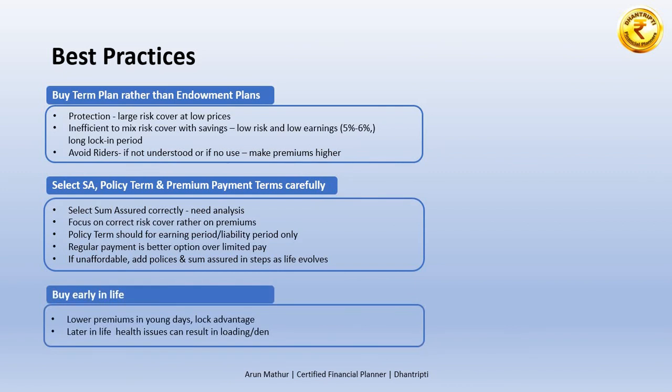And of course, buy early in life, because when you buy it in younger days, your premium is lower and it gets locked over your entire life. And secondly, in later part of your life, health issues may crop in, which may result in loading of the premiums, or you may be denied the policy completely. And of course, finally, spread awareness about term plans.